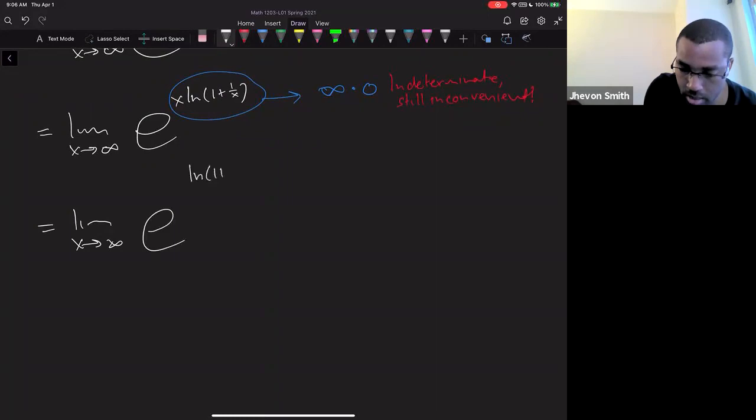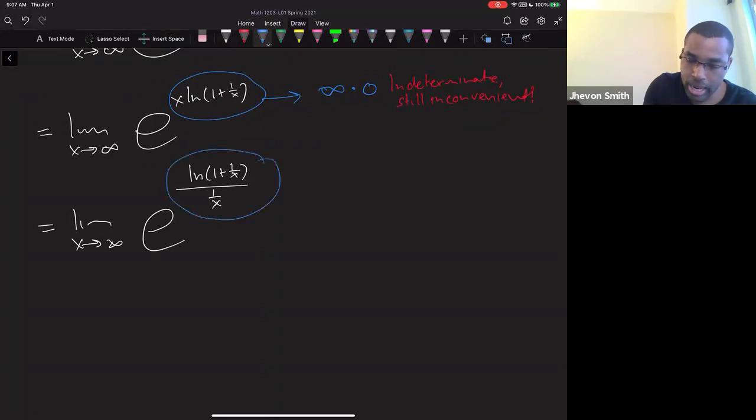Keep the ln, move the x in the bottom, and write it as 1 over x. Then I check again. What does that behave like? The top approaches ln of 1, which is 0. The bottom, 1 over x as x approaches infinity, also approaches 0. This is 0 over 0. L'Hopital's applies.